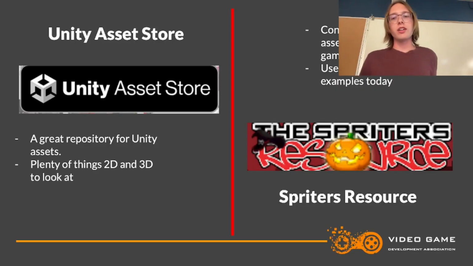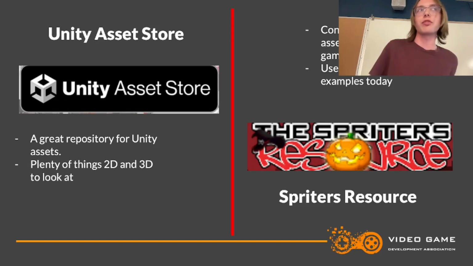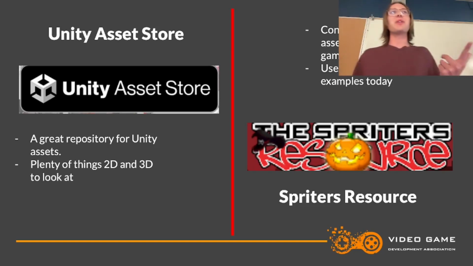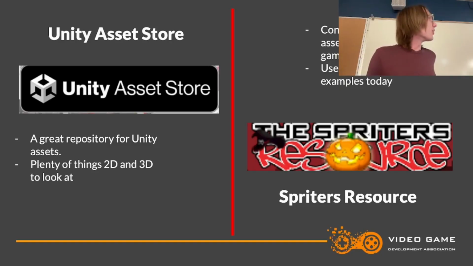Unity Asset Store, Spriters Resource. Unity Asset Store is a great repository for Unity assets. Plenty of things, 2D and 3D, to look at. And for Spriters Resource, this is what I used to get all of our game sprites today. So Persona, Stardew Valley. I know you like that. The Unity Asset Store. Yeah, it's great.